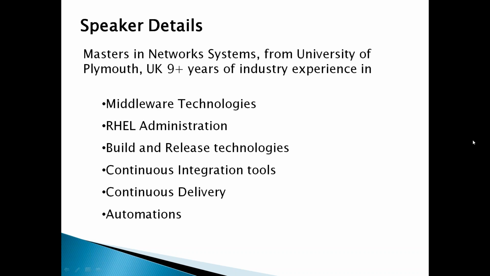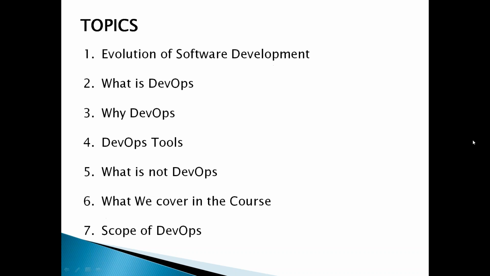So we'll be seeing what today's agenda is. Today's agenda is the evolution of software development. Why did DevOps come? It's because it's the evolution of software development. So we'll see what the evolution of software development is, what DevOps is, and then why we need DevOps. We'll be covering what tools there are, and what the phases of DevOps are, and what is not DevOps also, because sometimes people get confused since they can't classify what is DevOps and what is not DevOps.